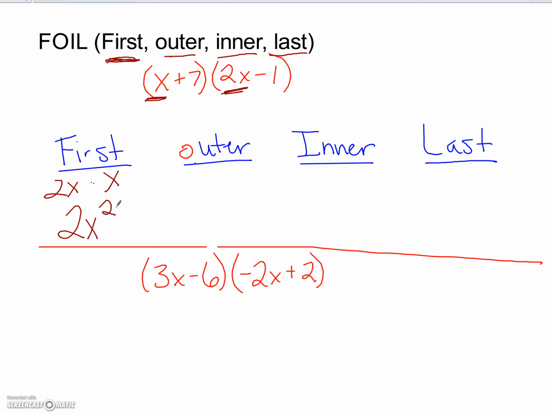Okay, then you do the outer. I'm going to change colors for you. Your outer, which means the outermost. So x times negative 1, which is negative x. Okay, I'm going to change colors again. Alright, so outer is outermost. First is the first in each binomial.